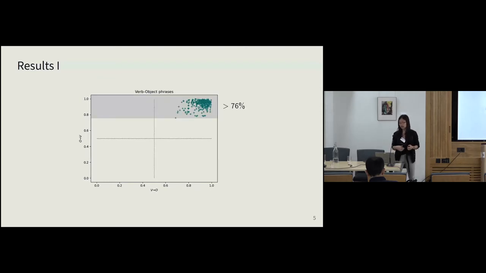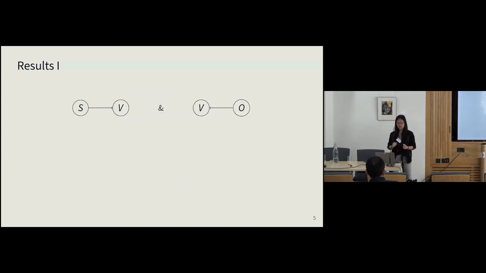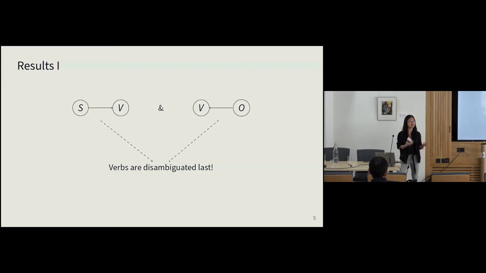We did the same for verb-object phrases as well. Once again, the dominant causal order compatible with our data was, this time, object-to-verb. So what can we say from this? We have subject-to-verb and object-to-verb. Therefore, the most likely conclusion is that verbs are disambiguated later than the arguments, which is great, because this is also what people in psycholinguistics have seen in eye tracking experiments.